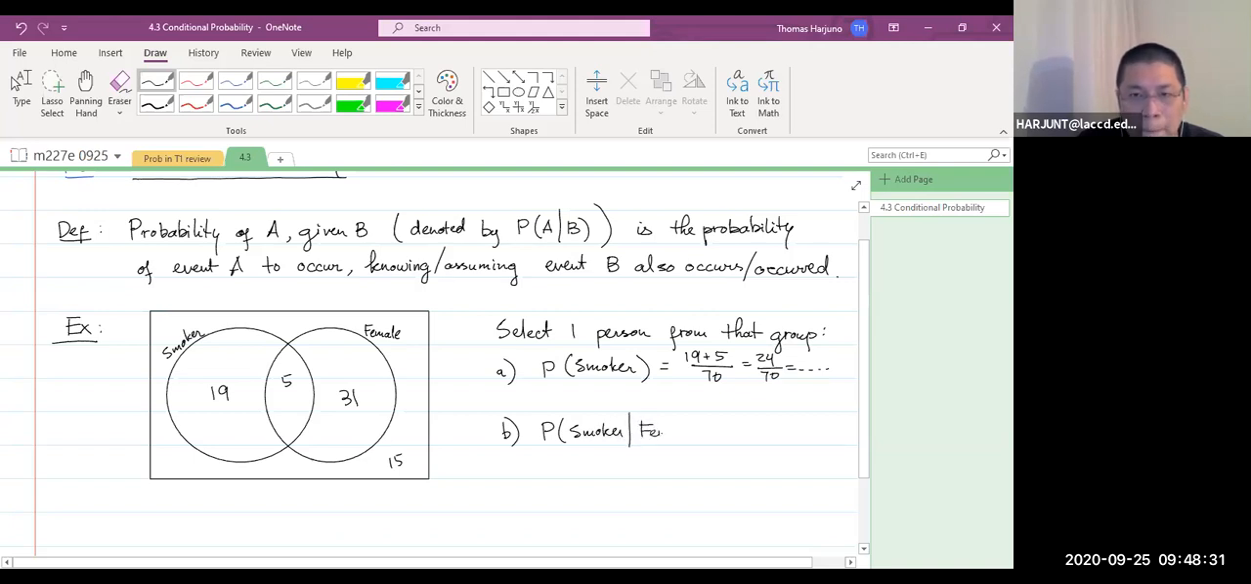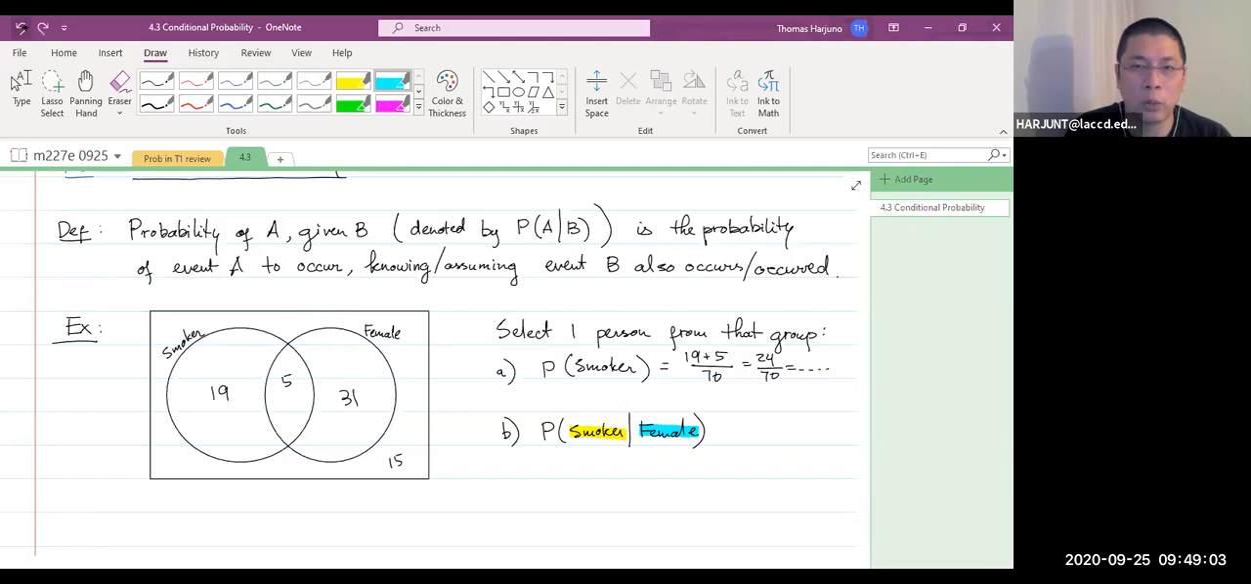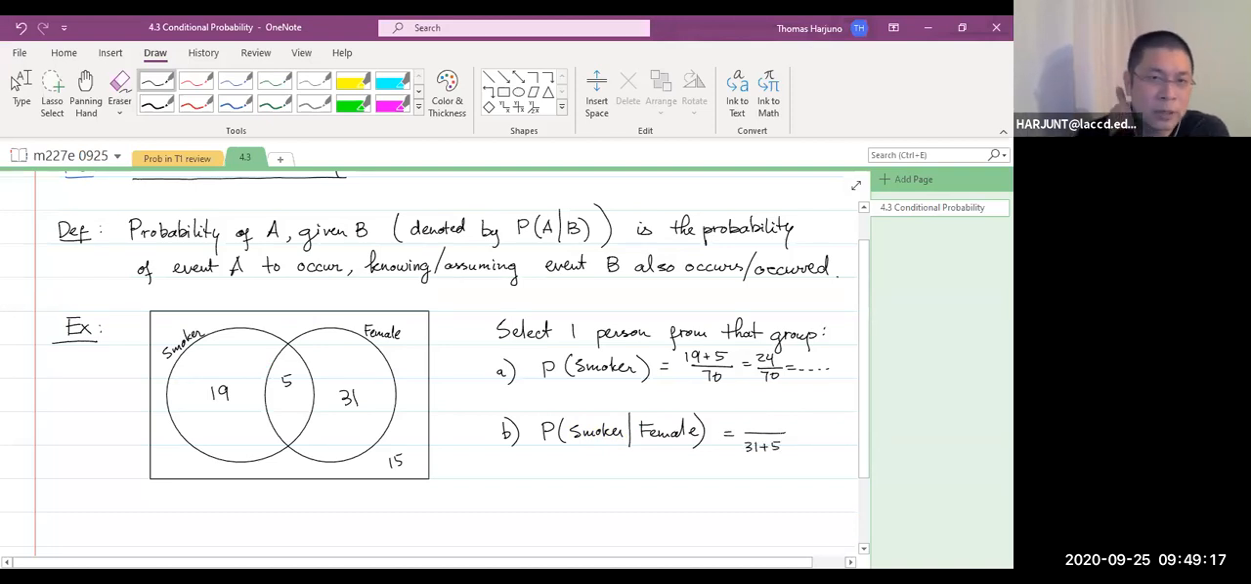Now I want to contrast this with the probability of smoker knowing that person is female. Given female. So the notation is the probability of the event we desire given that we know that person is a female. Instead of selecting from the whole Venn diagram, we only select from the group of females. When we work on this type of problem, we start with the denominator. How many females are there? Instead of selecting from 70 people, we select from 31 plus 5 females, which is 36 people. Of these 36 people, how many of them are smokers? 5 of them are smokers. You see?